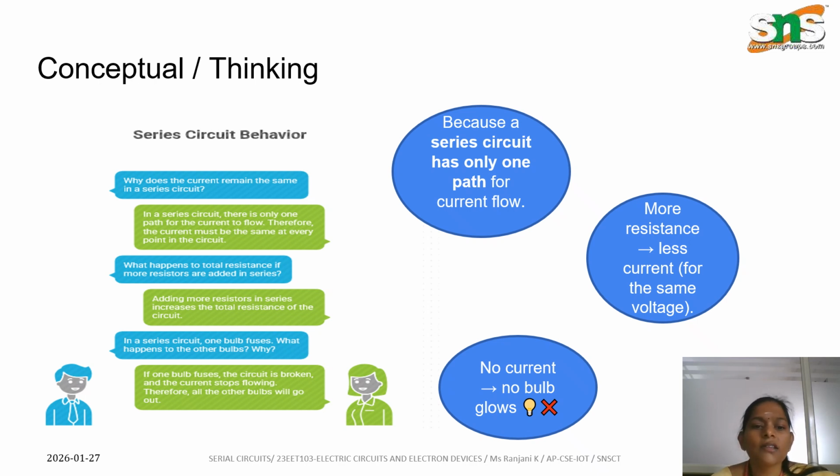And in a series circuit, if one bulb fuses, what will happen? When one bulb fuses, the circuit is open, the circuit is broken, and there is no current flow throughout the circuit. That is the main drawback, and also there won't be any glow. So based on this circuit behavior, you learned that a series circuit has only one path of current, more resistance means less current, and no current if a bulb fails.